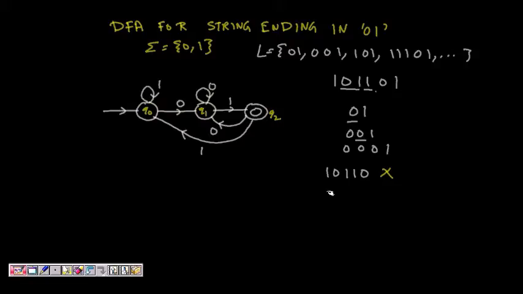But what happens if I have 1 1 0 1? I get a 1, I stay in the start state; I get a 1, I will be at Q0; then I get a 0, I will be at Q1; and I get a 1, I will be at Q2. So this tells us that whenever a string is ending in 0 1, we will be able to identify it using this DFA. You can take any string and try it out. I hope you understand this. Thanks a lot.